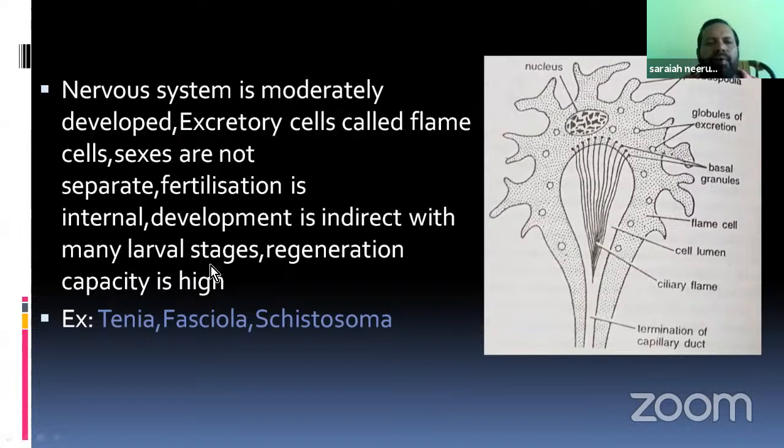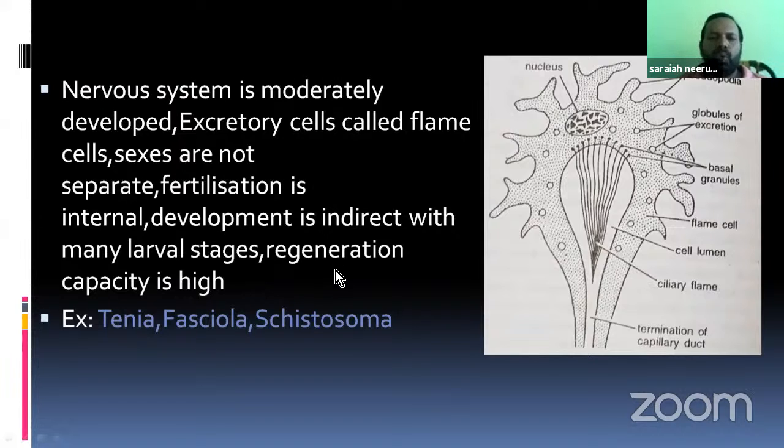Many larval stages are present in these platyhelminthes, like miracidium, sporocyst, redia, cercaria, and other larvae. So many different types of larval stages are present in this animal. That's why development is indirect. And regeneration capacity is high. In flatworms like turbellarians, Dugesia and planarians, regeneration is very high.